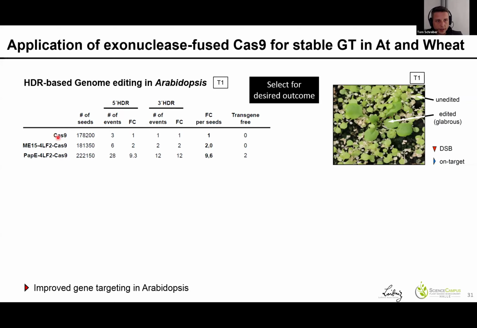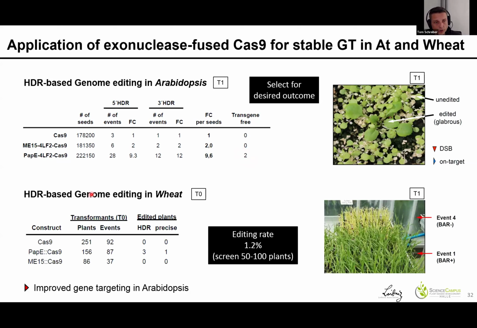And we did this comparing Cas9 with either ME15 or PAP-E fused exonuclease. And you see we got a few plants. So with 5 prime also precise editing at the 5 prime junction: 3, 6, and 28. And of them, a few also carry the precise 3 prime junction: 1, 2, and 12. And if we normalize this to the number of seeds, we end up with a 10-fold increase comparing PAP-E fused Cas9 to Cas9. And the beauty of the system is that we can also identify transgene-free events, and among these plants, we found 2 plants which do not even carry the T-DNA, so just performing the edit.